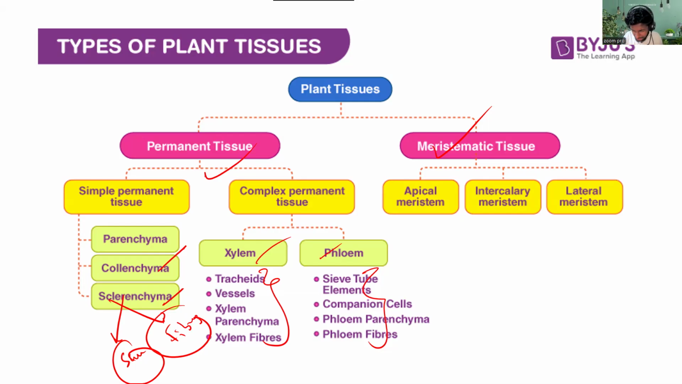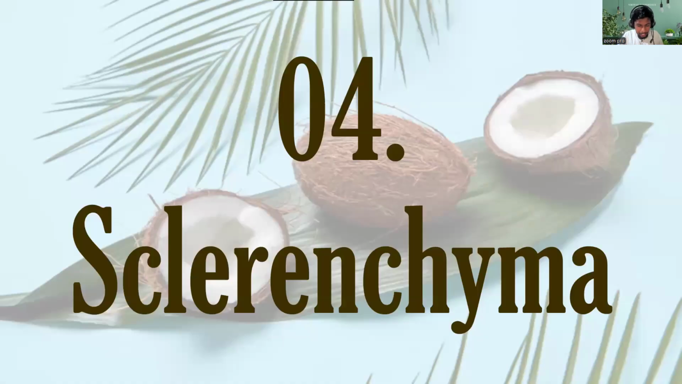I will explain only sclerenchyma. I will not explain the remaining tissues, because with the limited amount of time we want to discuss the questions, right? So I decided to explain only sclerenchyma. Here in the background itself, you can see the coconut shell. They are very hard, right? They are made up of sclerenchyma tissue.